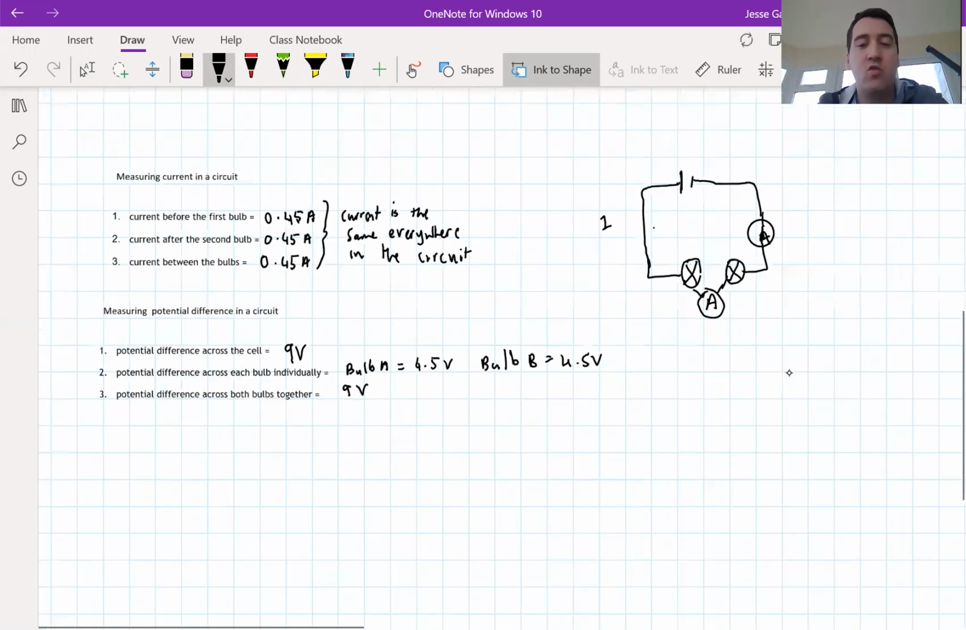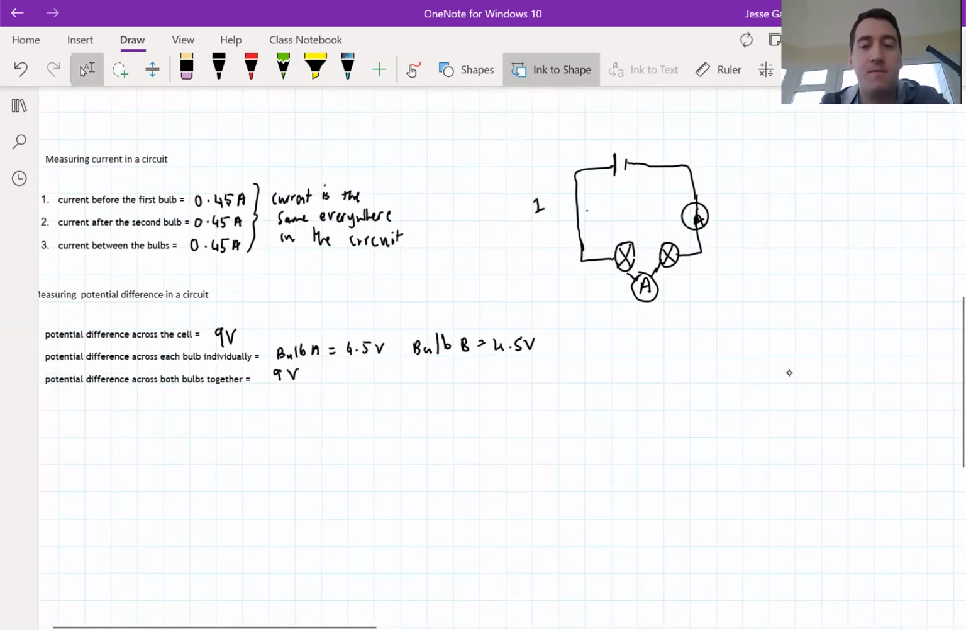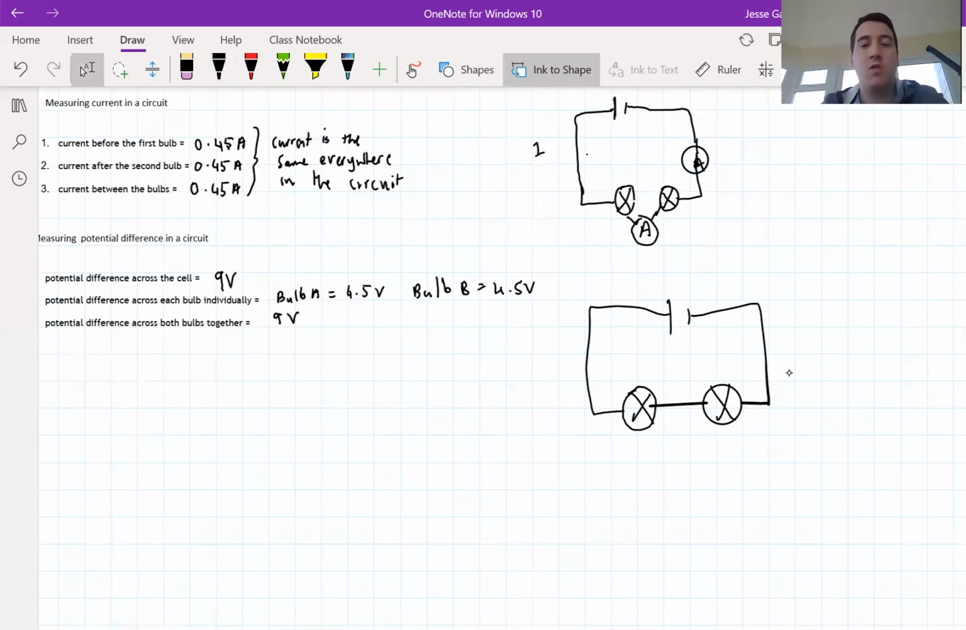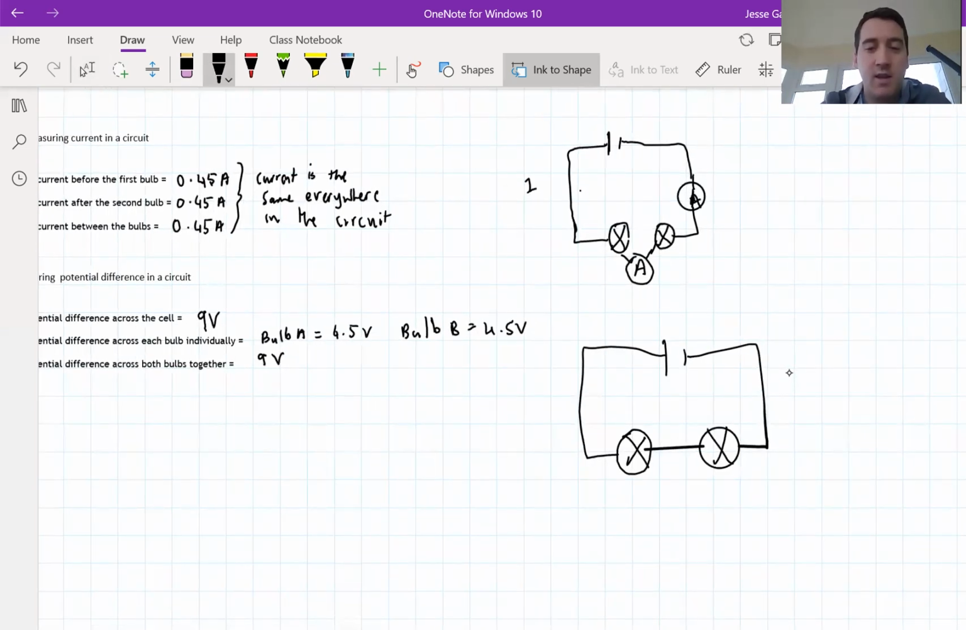Okay, now how do we draw this? How do we draw the voltmeter? Well, I'm drawing a circuit here with one cell. And you notice this time I don't put the voltmeter into the circuit. I've got my two bulbs like this. There's bulb A. There's bulb B. Now, how I show potential difference being measured across a device is like this.